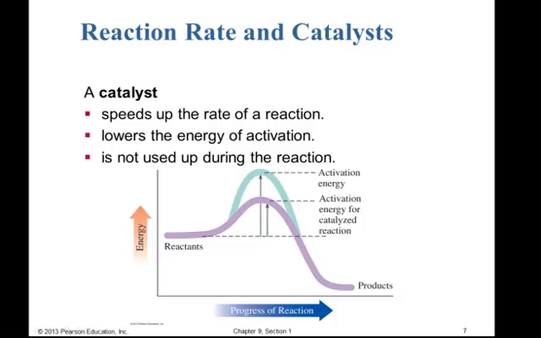Lastly, a catalyst speeds up the rate of the reaction, and it does this by lowering the activation energy. So that hill that we talked about earlier, if this is where the activation energy was, adding a catalyst will lower the activation energy, and that's going to make the reaction go faster because it doesn't have to overcome as much energy to begin with. And we're also going to look at the addition of a catalyst in our lab.